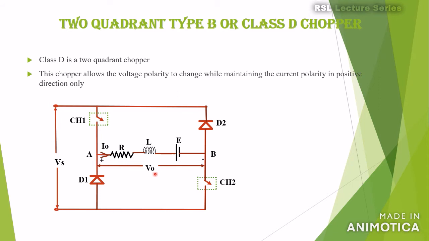So now using this chopper, we can obtain both the first quadrant as well as fourth quadrant operation. In the first quadrant, as we see here, both the voltage and current are positive, whereas in the fourth quadrant voltage is negative but current is positive.